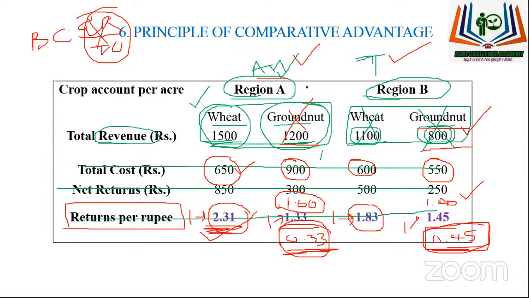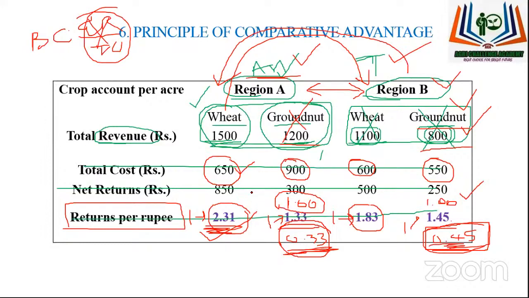If groundnut is needed, then do trade with region B, trade between Andhra Pradesh and Tamil Nadu. Andhra Pradesh gives wheat to Tamil Nadu, and Tamil Nadu exports groundnut to Andhra. Why? Because 1 rupee investment in groundnut in Tamil Nadu gives additional returns of 0.45, which is less in Andhra. So encourage Tamil Nadu for groundnut production and trade with Andhra, and encourage Andhra Pradesh for wheat cultivation and trade with Tamil Nadu. This is known as efficient utilization of resources.